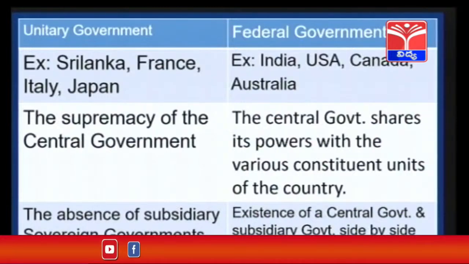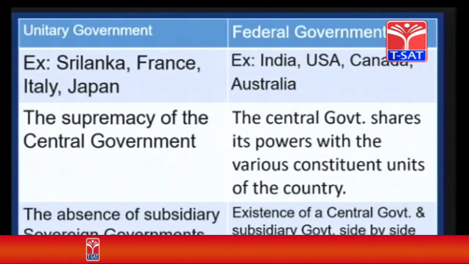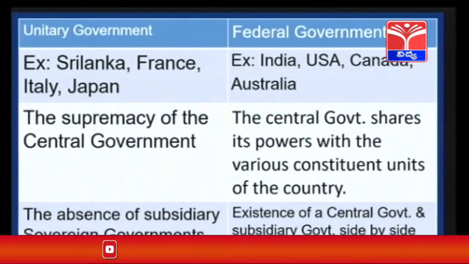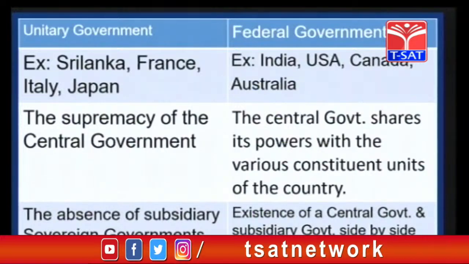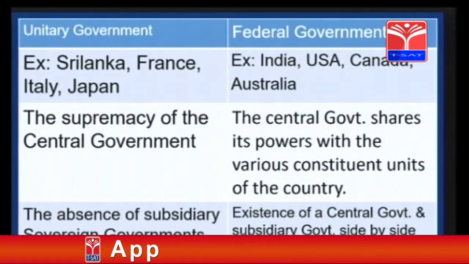Here, if you see the differences between these two, the unitary government, in practice, we can see in Sri Lanka, France, Italy, Japan, there are unitary governments. And federal governments, if we see, India, USA, Canada, Australia, we can see this type of government. The supremacy of the central government is there in the unitary government. Why? Because here only one government is there.